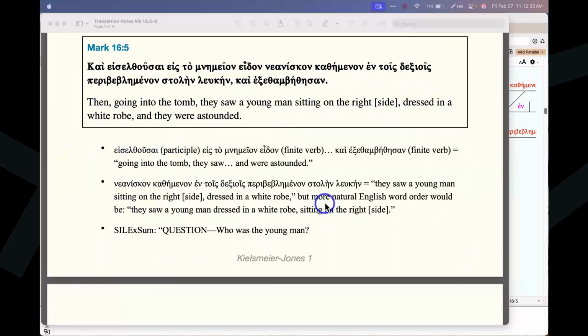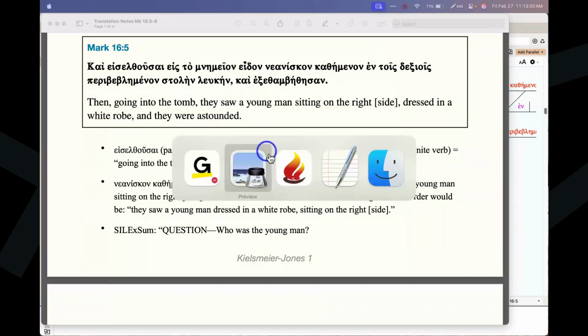Well, the big question here is, how do we translate these Greek words? That's always the question. And what does this word mean and how is it functioning here? I think maybe the bigger question for this verse is, who is this young man? Now, the answer in translation is, he is a young man. So if the question, in other words, is, they saw neaniskon, what does that word mean? It means a young man.